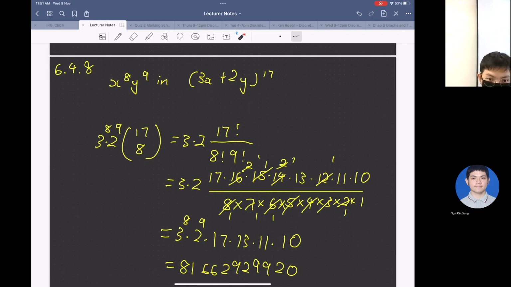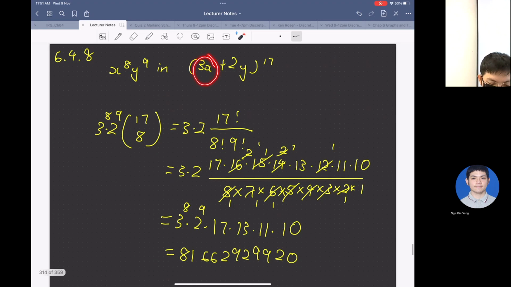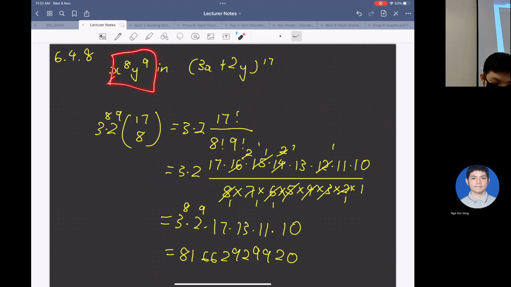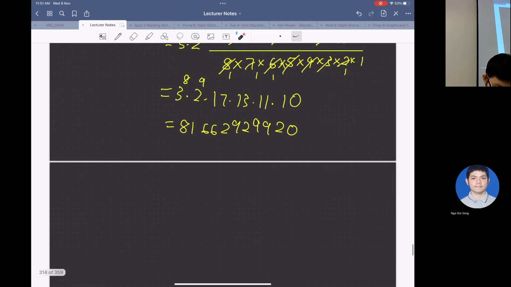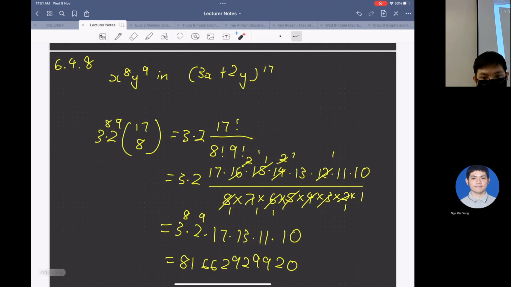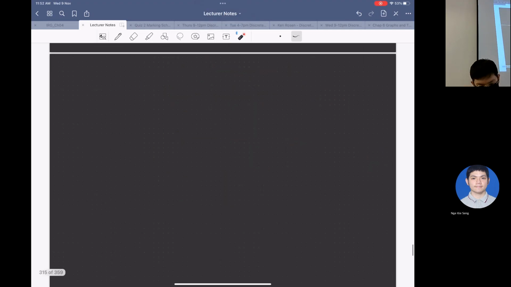6.4.8. This one is an application already. Here the monomial is different, but when you multiply together, your coefficient also scales up by this power. To get this coefficient, you just use the binomial coefficient, and then it scales up relatively with the power. Yeah, that's all.